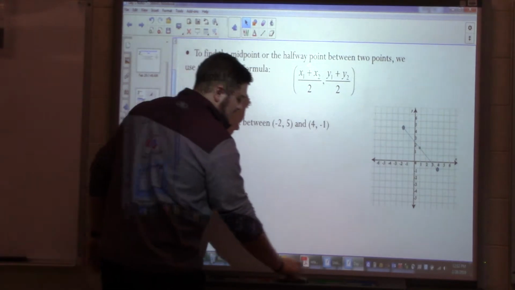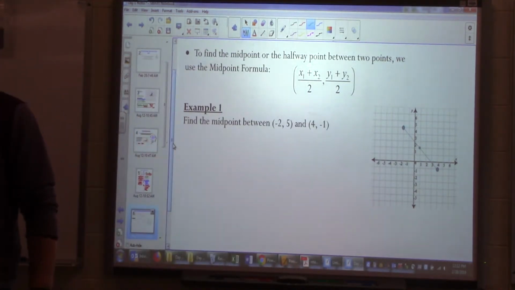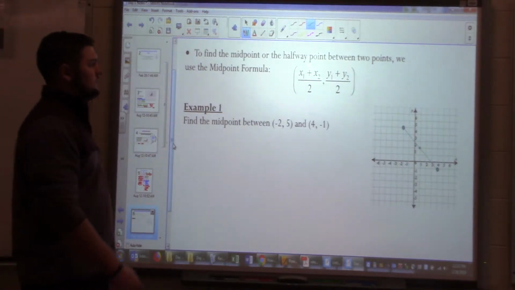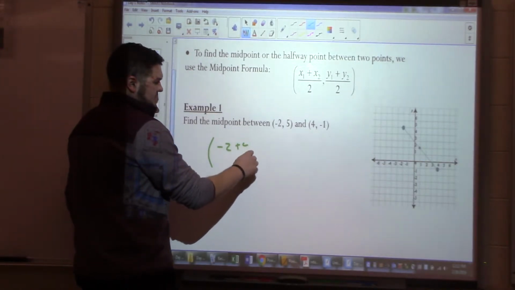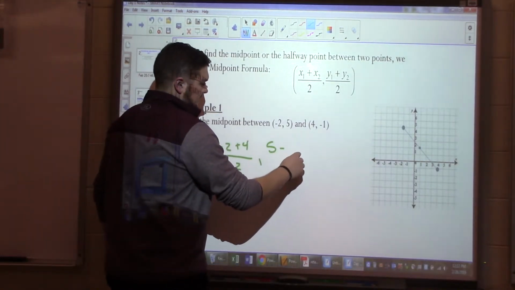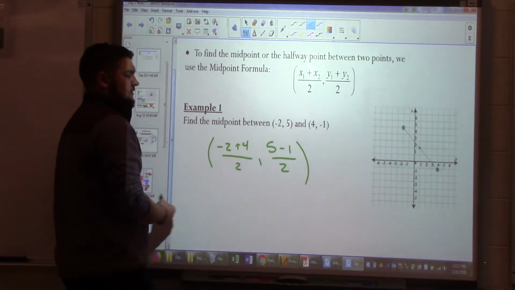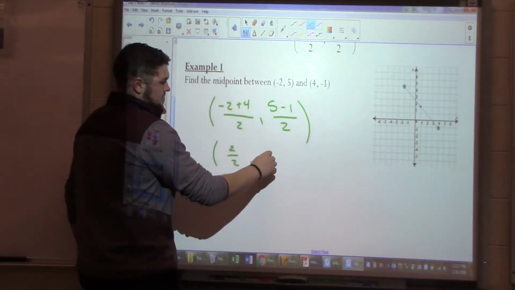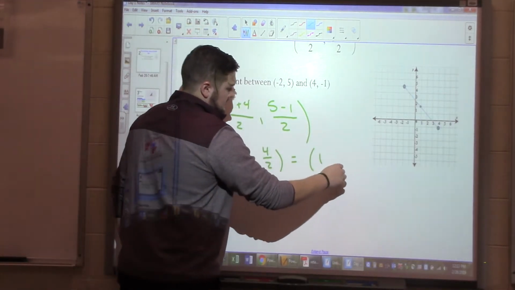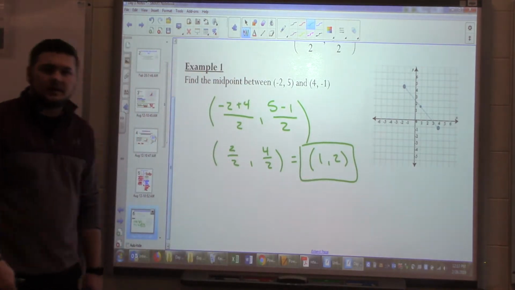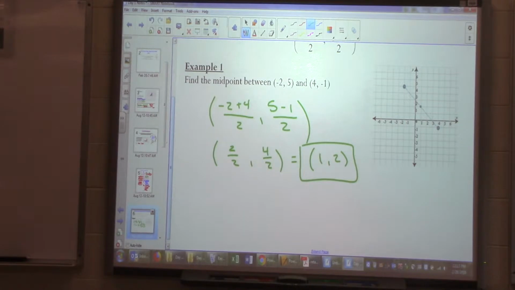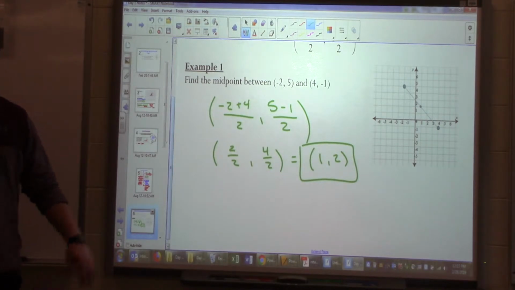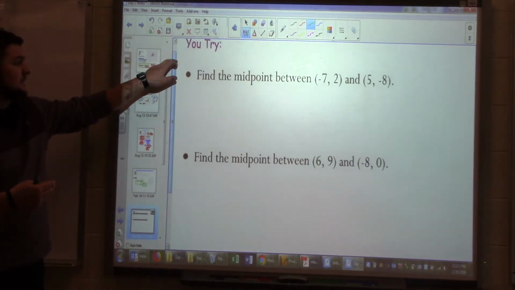So let's try it. Once again, does it matter which one's x1, which one's y1? Which one's x1, which one's x2? No. Negative 2 plus 4 divided by 2. 5 minus 1 divided by 2. Right? Plus negative 1, same as minus. So I get 2 over 2. 4 over 2. 1 comma 2. So my midpoint between those 2 points would be at 1, 2. Pretty easy, right? Pretty standard? Alright. I think the next two are you tries. Find the midpoints.